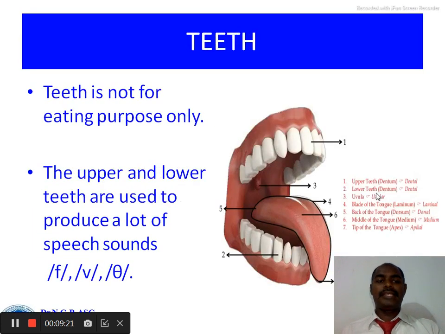Next, teeth. Teeth are not for eating purposes only. They also help to produce different sounds. For example, the upper teeth and lower lip are used to produce a lot of speech sounds. For example, fa, va, the. So these are all the sounds produced with the teeth.